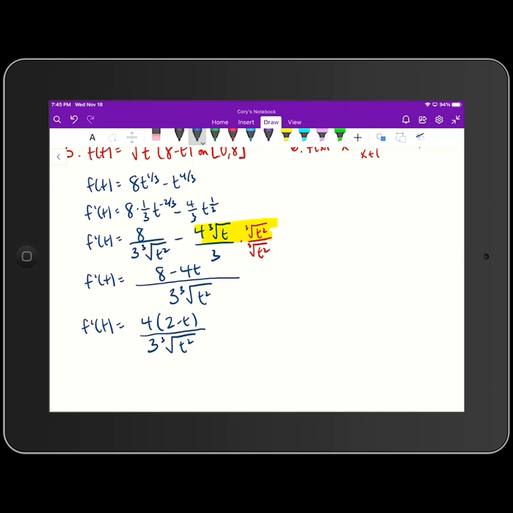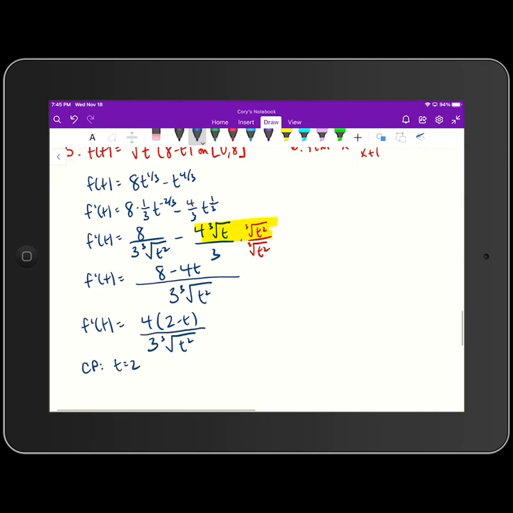Okay, so we want to find the critical points for this. Critical points are going to be where the derivative is equal to 0. Since this is a derivative in fraction form, the fraction is going to be 0 when the numerator is 0, and that happens when t is equal to 2. And we also want to find where the derivative is undefined. The derivative is going to be undefined when our denominator is 0, and our denominator is going to be 0 when t is equal to 0.